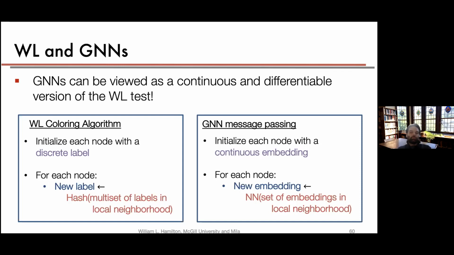GNNs are actually the same thing. They're just the continuous version of this. In GNNs, we initialize each node with a continuous embedding, and then for each node at each iteration of our GNN, we're getting a new embedding for that node that is a neural network function of the set of embeddings in that node's local neighborhood.